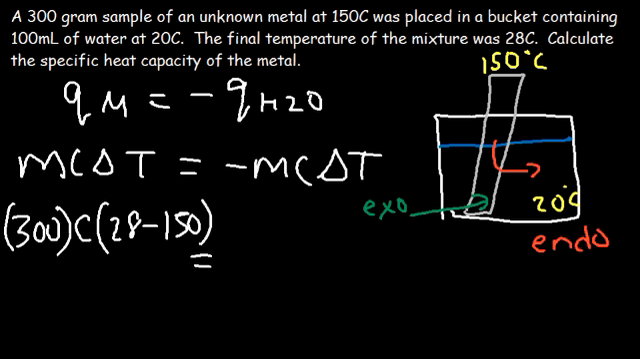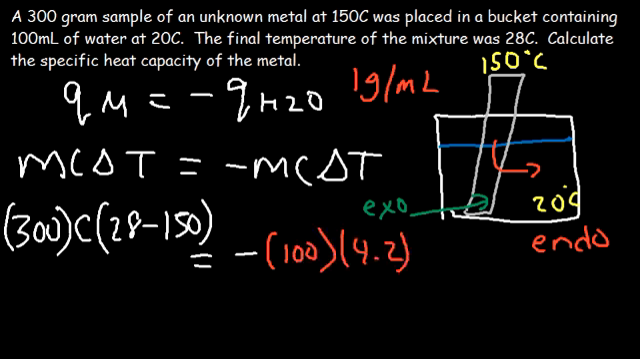And so this is equal to negative the mass of water. Now keep in mind the density of water is 1 gram per milliliter. That means that 1 milliliter is equal to 1 gram. So 100 milliliters of water is 100 grams. So that's the mass of water is 100. The heat capacity of water is, we're going to round it to 4.2. And the temperature change, final minus initial.